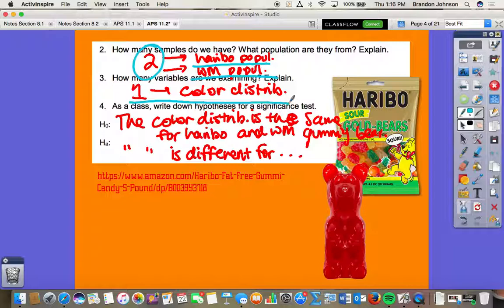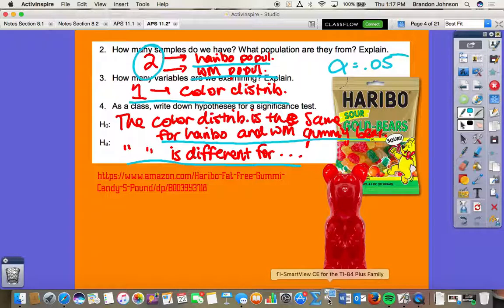Now, as a class, we wrote down our hypothesis, the fact that the color distribution is in fact the same for Haribo and Walmart gummy bears, okay? The alternative, though, was the fact that the color distribution was different for gummy bears from Haribo and Walmart. That was the alternative hypothesis. And what we're going to do is compare this at a significance level of 0.05, okay?